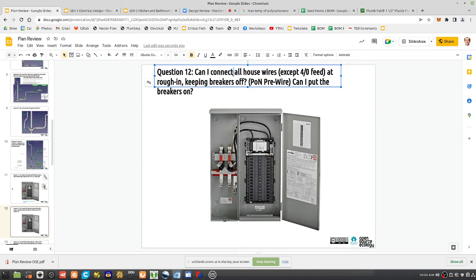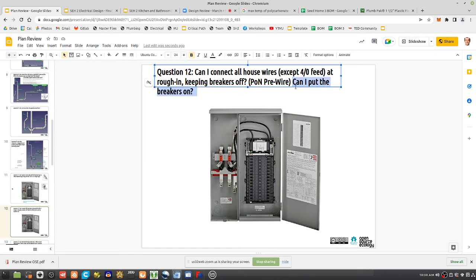Can I connect upon rough in? I can. These are plug-on neutrals with specific lugs there, so you can do the wires before plugging in the breakers. Do you see any issues before connecting? No, that's what we'd like to see.